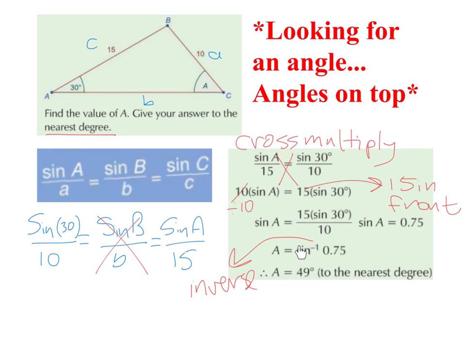Or we could have pressed sine minus 1, a bracket would have opened, and pressed the fraction button and put in 15 times sine of 30 as our numerator, divided by 10 as our denominator, close the bracket, and then press equals. Make sure that you always close the bracket whenever you're using sine or cosine function, or it will not work. It'll come up as an error on your calculator. So we were asked to find the value of angle A, which is this angle here, and it works out to be 49 degrees.